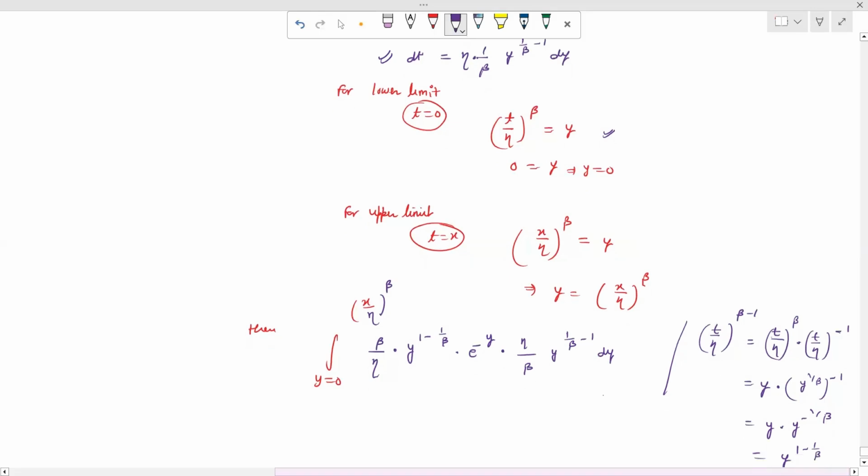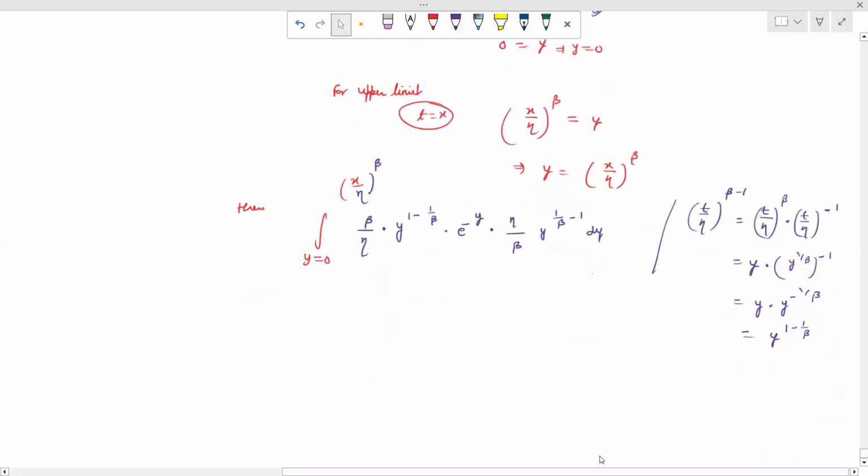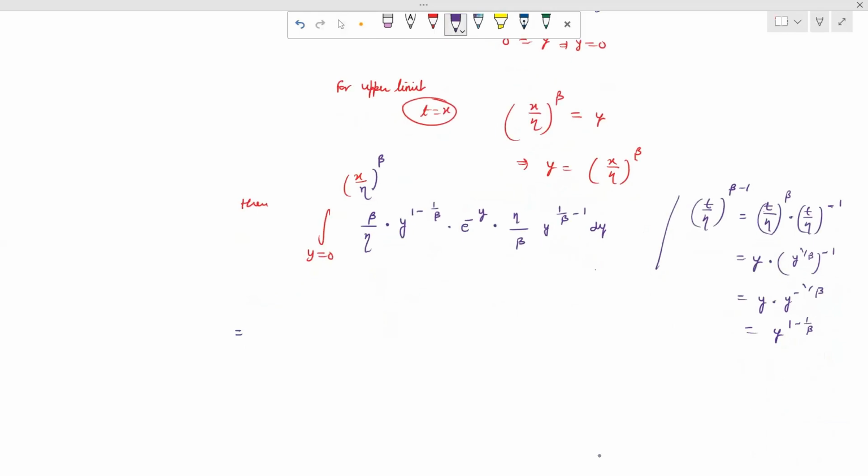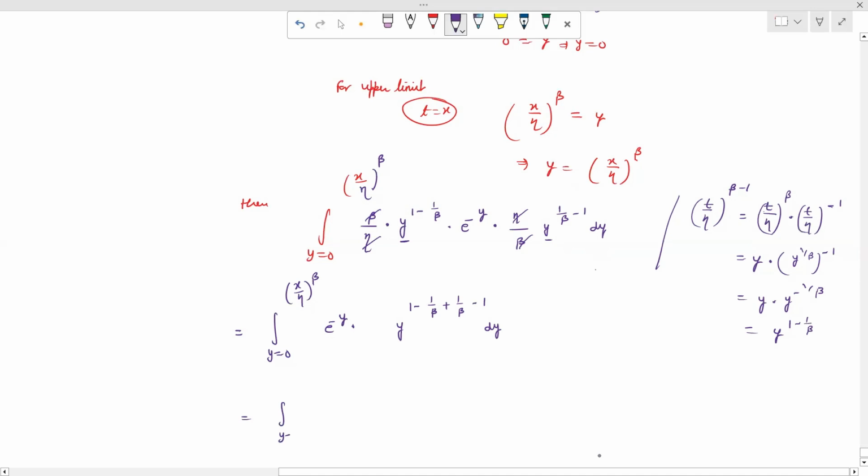Now we simplify this. We can write the integration with y from 0 to (x upon eta) raised to the power beta. Eta cancels with eta, beta cancels with beta. We write e raised to the power minus y into y raised to the power 1 minus 1 upon beta, times y raised to the power 1 upon beta minus 1, into dy. The base is the same, so we add the powers. 1 and 1 cancel, 1 upon beta and 1 upon beta cancel. This gives us y raised to the power 0, and y raised to the power 0 gives us 1.